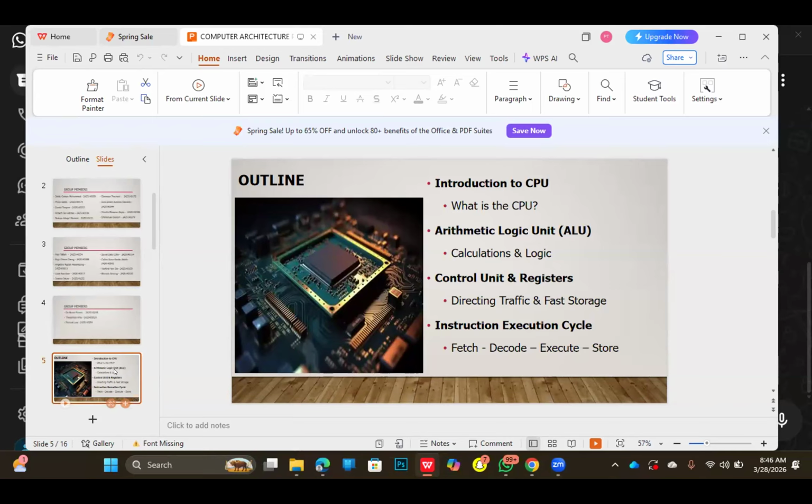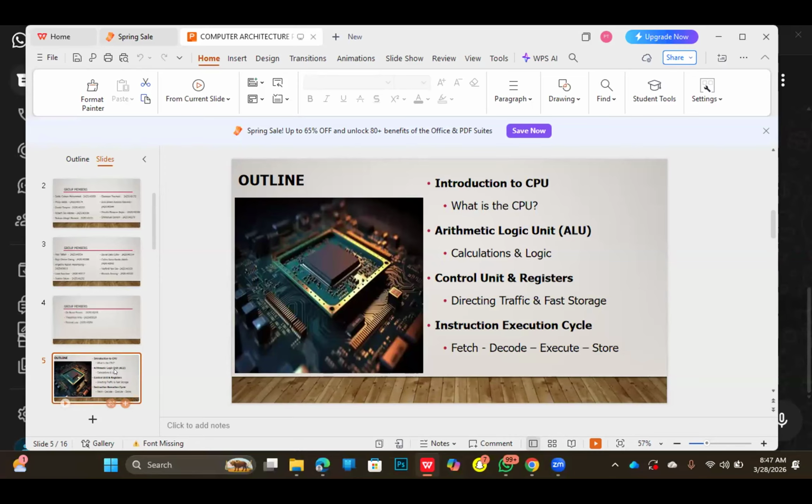Okay, so let's continue. We have our outline, which is an introduction to the CPU. And we said, what is the CPU? The CPU is the central processing unit, or we can say the CPU is the brain of the computer. It has many functions that it performs. One of them is the arithmetic unit, which controls the calculations and the logic behind what the CPU does.